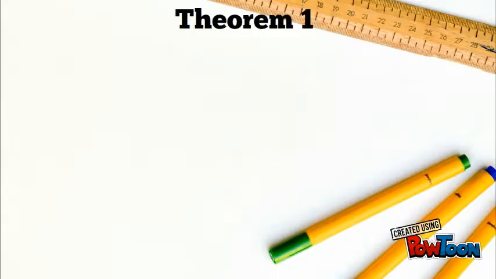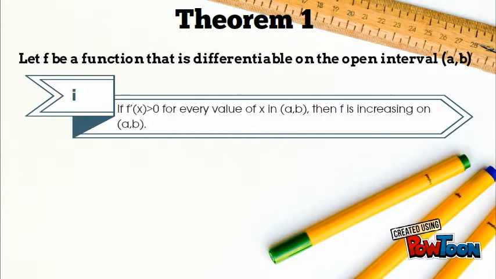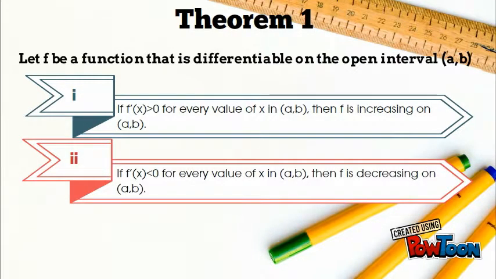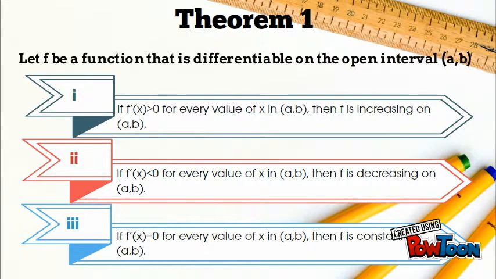Theorem 1. Let f be a function that is differentiable on the open interval (a, b). The function is increasing if f prime x is greater than 0, decreasing if f prime x is less than 0, and constant if f prime x is equal to 0.